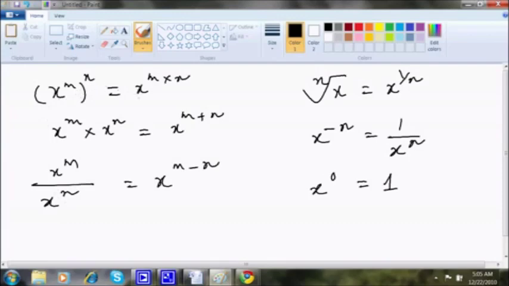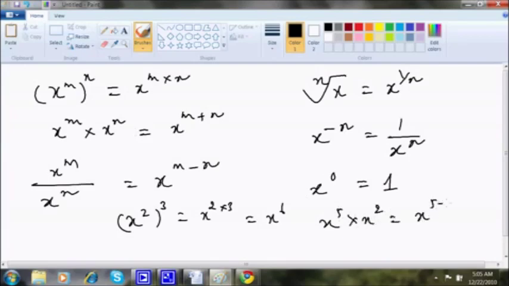X to the power m whole to the power n is x to the power m into n. The example could be x square whole to the power 3 is x to the power 2 into 3, which is x to the power 6. Now x to the power m into x to the power n is x to the power m plus n. X to the power 5 into x to the power 2 is x to the power 5 plus 2, which is x to the power 7. Similarly, x to the power m by x to the power n, that is x to the power 5 by x to the power 2, is x to the power 5 minus 2. So that is x to the power 3.